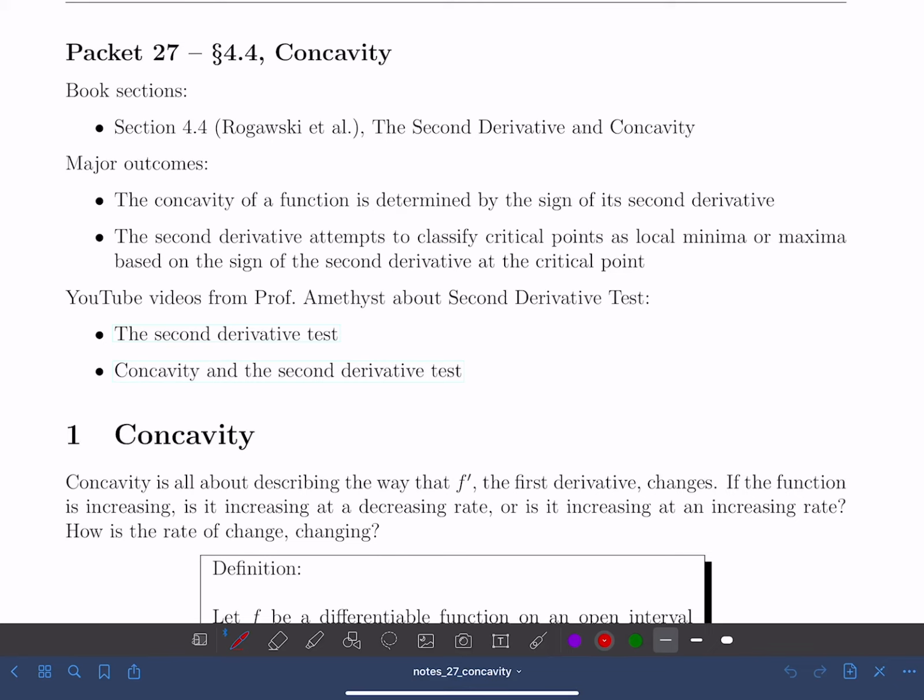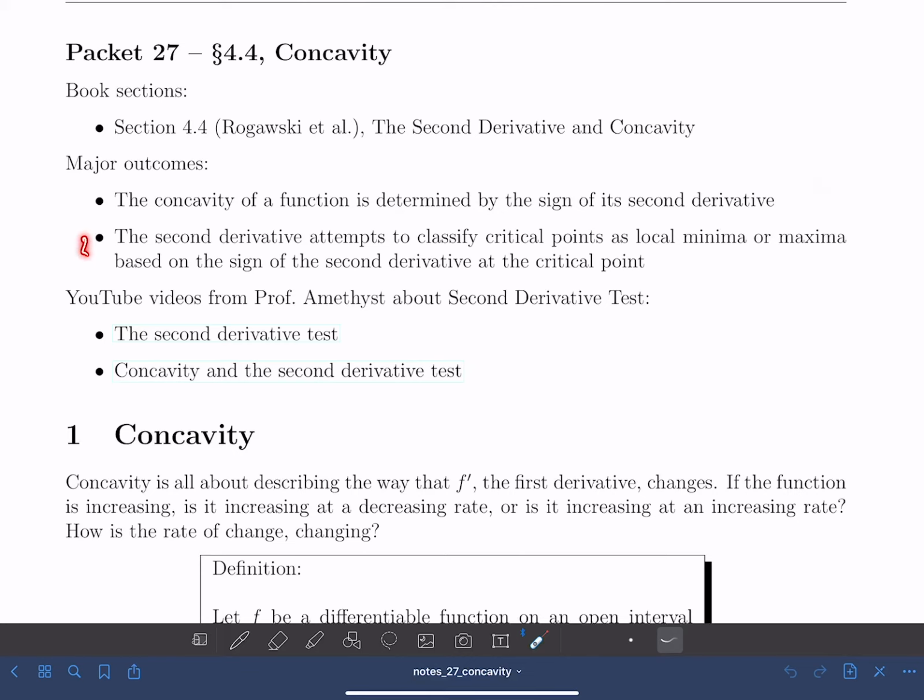It's packet 2017 on section 4.4, concavity. So this one's talking about the second derivative and concavity, and there are two major outcomes from this section. The first one is to understand that the concavity of a function is determined by the sign of its second derivative, f double prime.